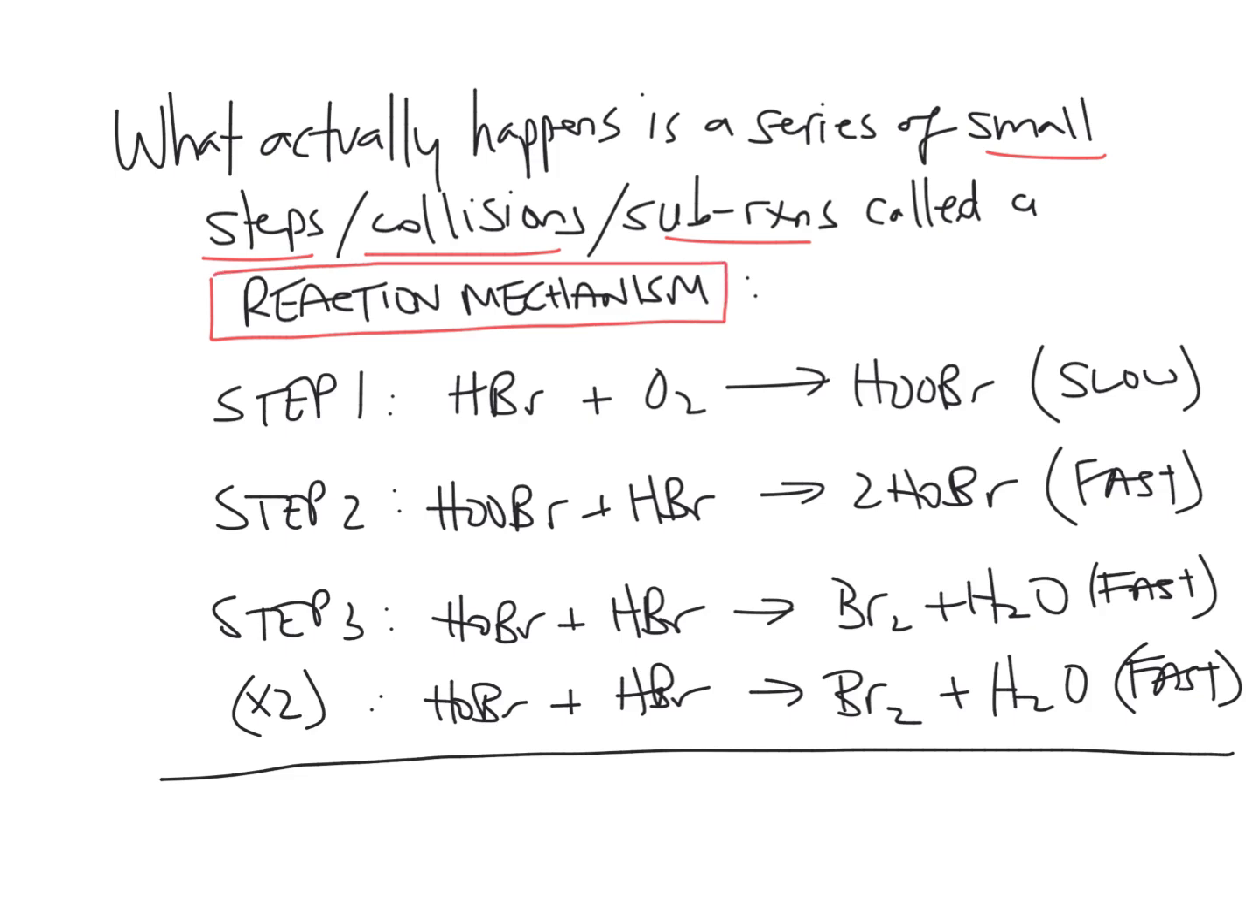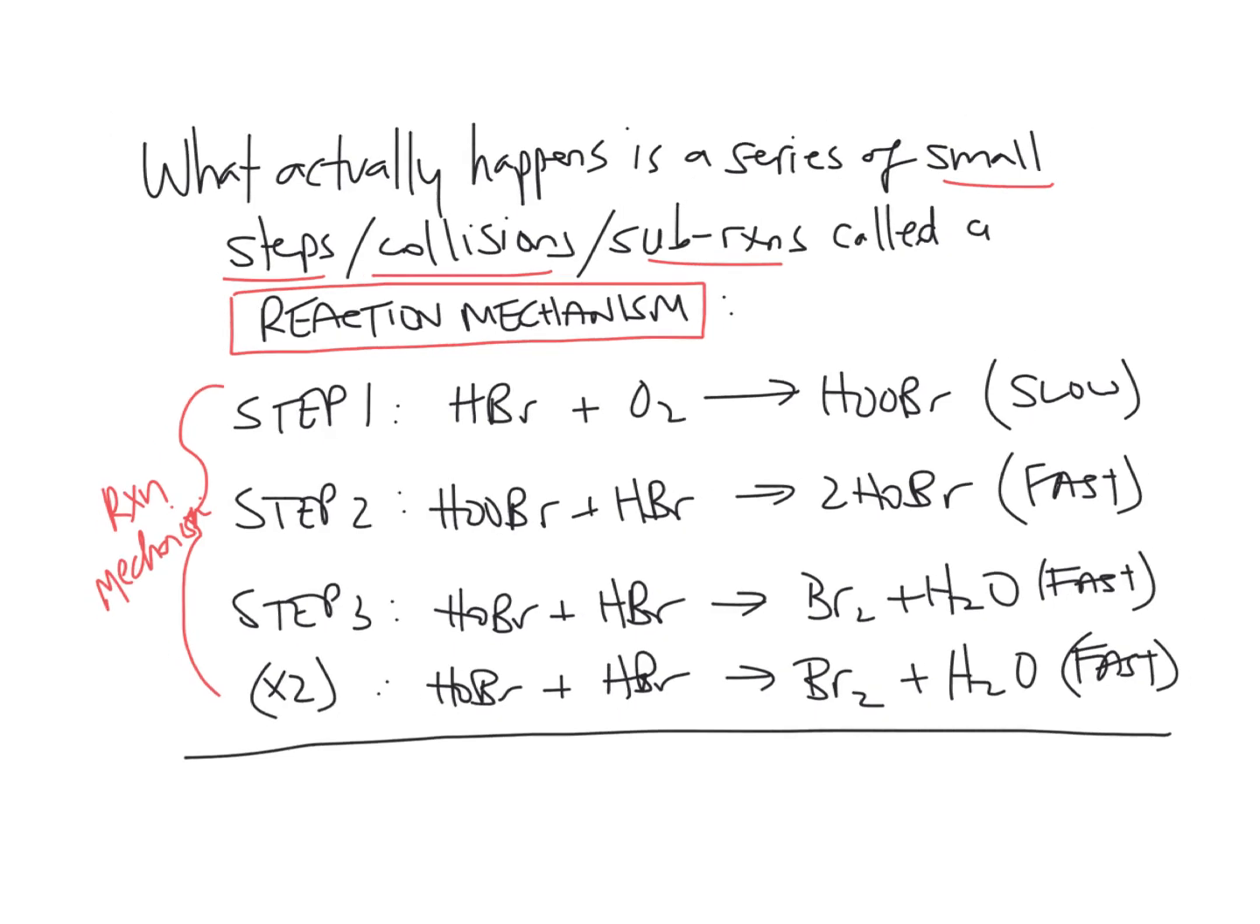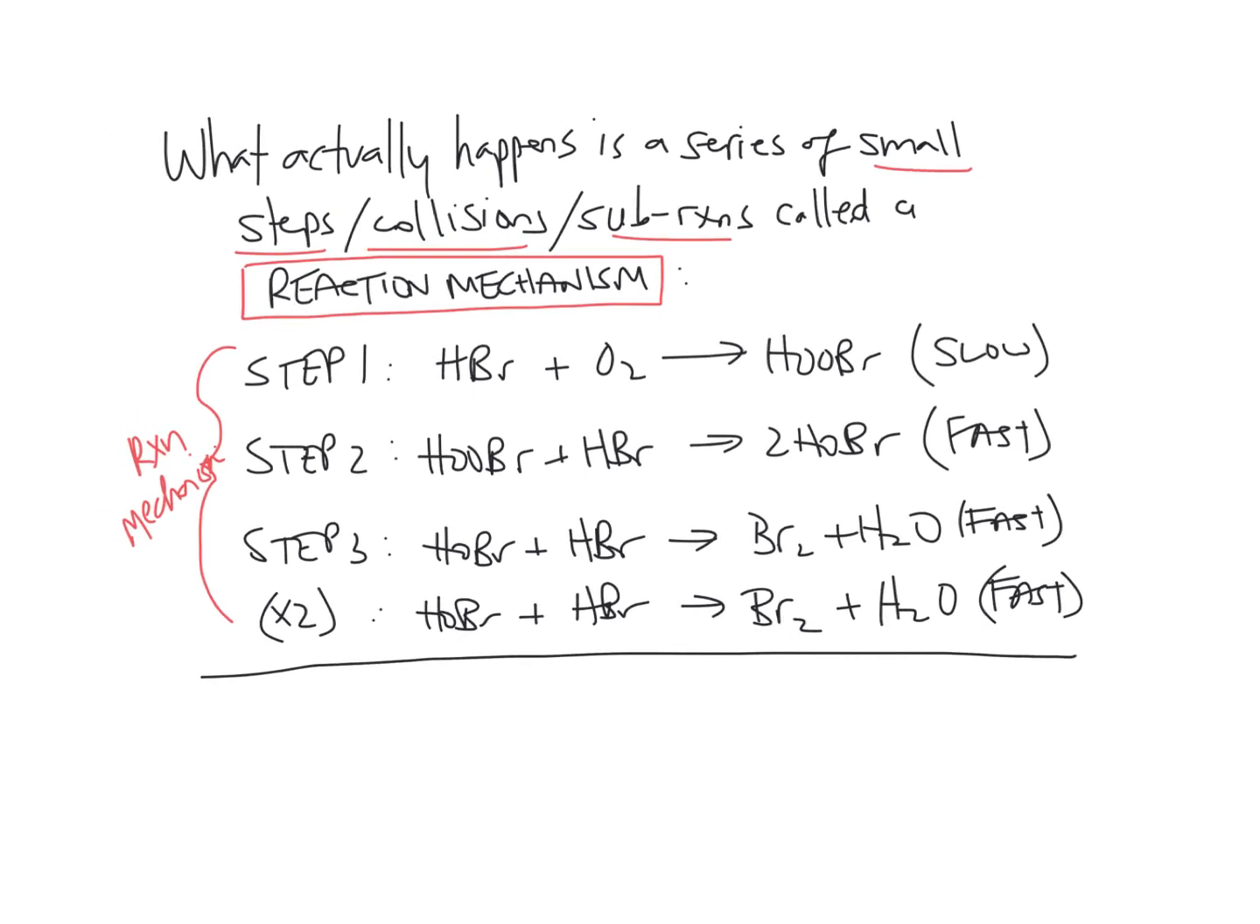So here's the reaction mechanism to make that previous reaction shown. All these steps combined are called the reaction mechanism. There's 3 steps, and then the last one's repeated twice. We can look at this like a math problem. If we sum up everything on the right side of the yield sign, and we sum up everything on the left side of the yield sign, we can cancel out redundant species, and then they won't appear in the overall reaction.